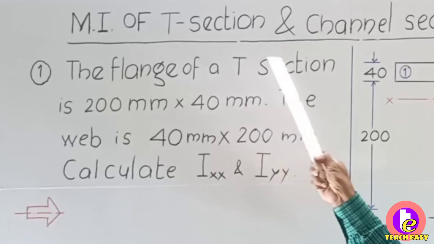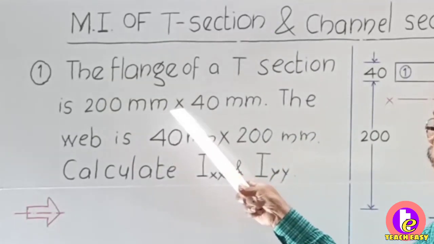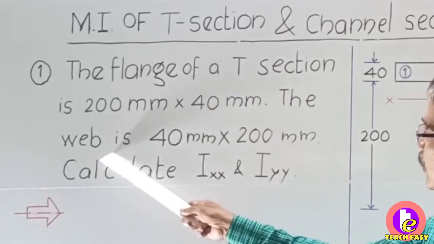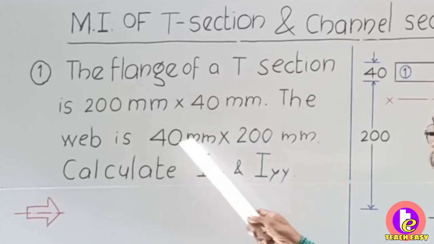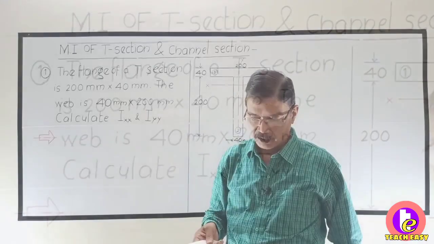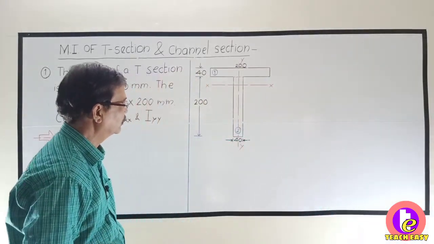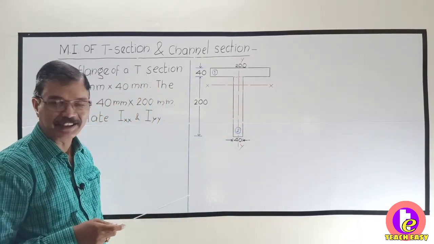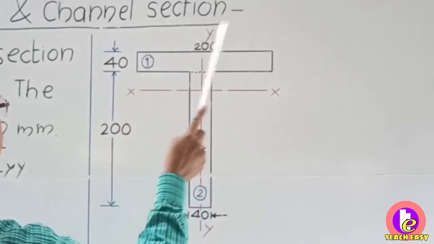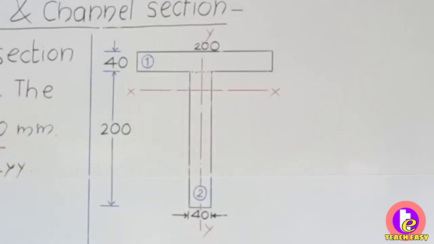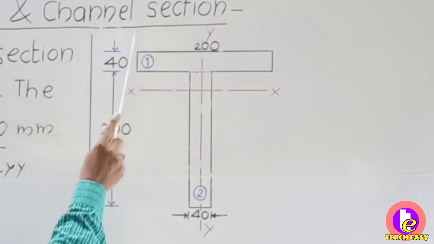The flange of a T section is 200 mm by 40 mm, that is, this is width, this is depth. The web is 40 mm by 200 mm, this is width, this is depth. Calculate Ixx and Iyy. So let us draw the figure. This particular horizontal rectangle is known as flange, and so flange is 200 mm wide, 40 mm thick. The web is 40 mm wide, 200 mm deep. So the overall depth of the section is 240 mm. Mind well, it is 240.